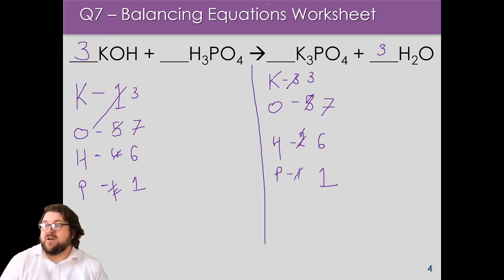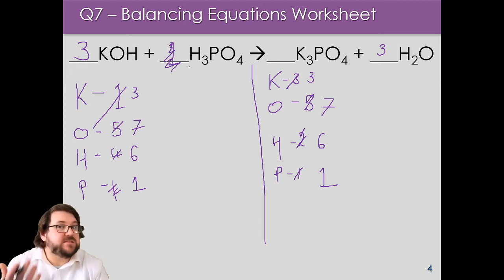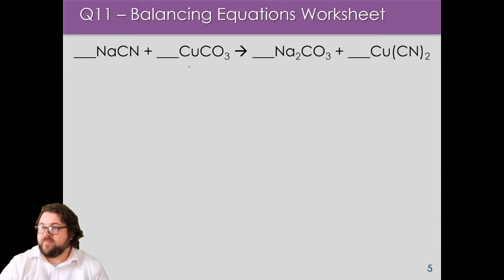So that's it. Now, you can, if you want, put 1 in here, but it's a bit pointless, isn't it? So usually I just leave it completely empty. If it says H3PO4, that means 1 of those. Let's keep going because we're on a bit of a roll now.